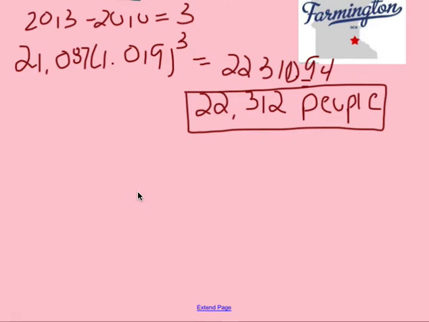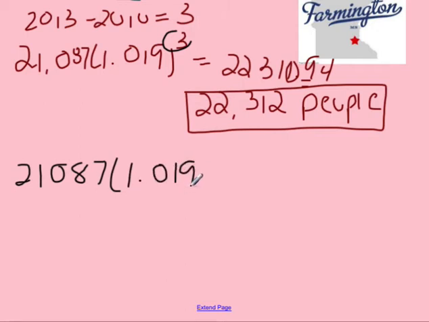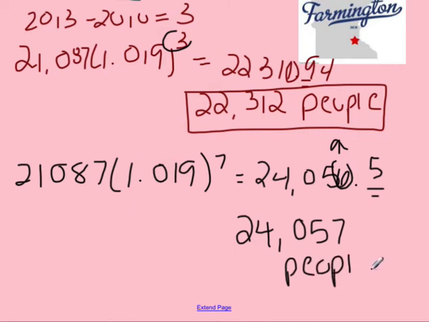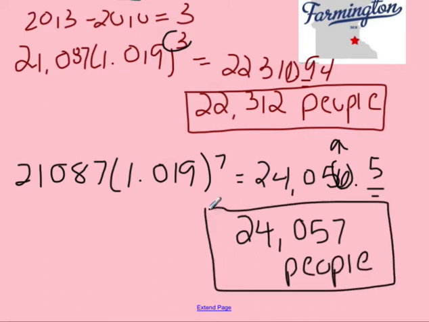Now we need to do 2017. Well, then 7 years have passed, so that's what I'm going to plug in for t instead. So 21,087 times 1.019, and raising it now to the 7th power because 7 years have passed since our original date. And for that one, we get 24,056.5. Okay, well 5 is 5 or greater, which means I need to round this number up. So I get 24,057 people in Farmington in 2017. So that's our final answer for number 4.